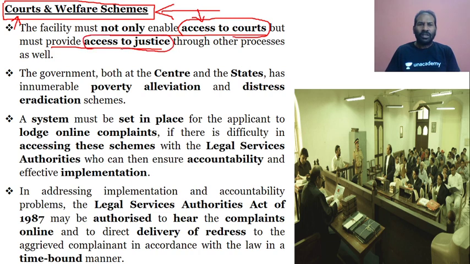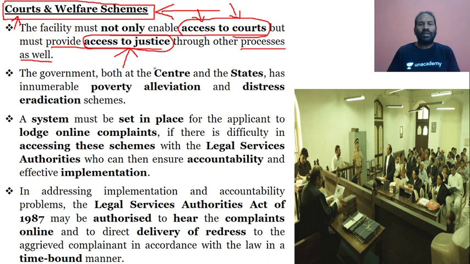Only when you understand these two key phrases will you understand the entire concept here. Or else you are just listening, and at the end of the session you wouldn't be maximally benefited by my lecture. Emphasize these two key phrases: access to courts is different, access to justice is different. The facility is not only about enabling people to have access to the courts. The reforms to the judiciary system must provide access to justice through other processes also. So this could be your mains question, and they could ask you to comment on it.